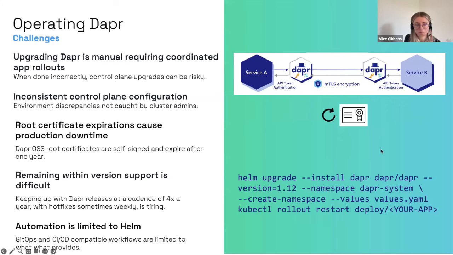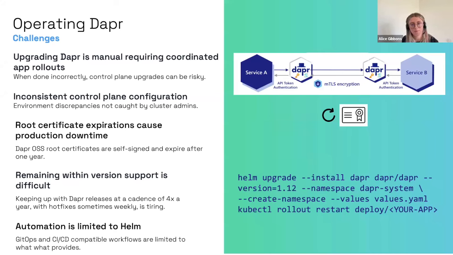Last but not least, Dapr is a very fast-moving open source project. Releases come out around 4 times a year, but hot fixes can come out weekly or even quicker depending on the security patch. And remaining within version support of that is very difficult. We've had many users tell us that. You can, of course, use Helm for things like this, or the Dapr CLI, but this is still a point of contention with users. Automation is also limited. You're limited to Helm there. So whatever you want to do from a GitOps or CI/CD DevOps pipeline perspective, you are limited to what's provided with Helm.